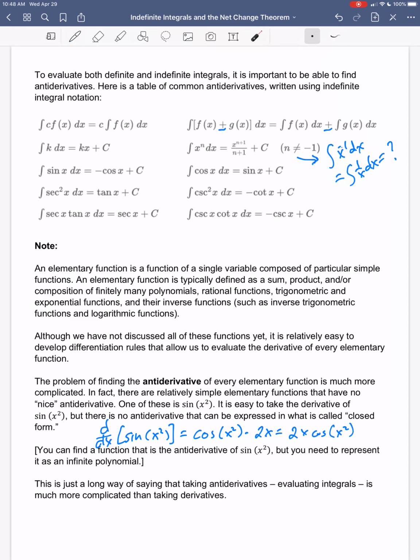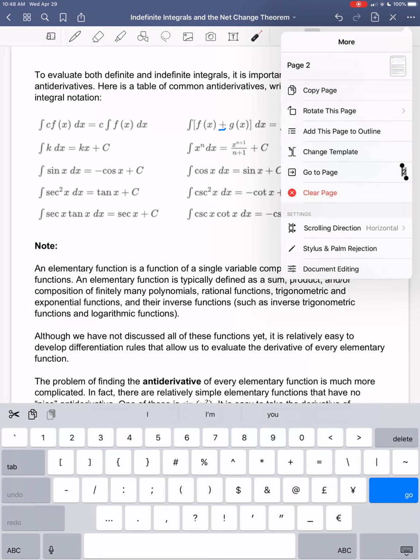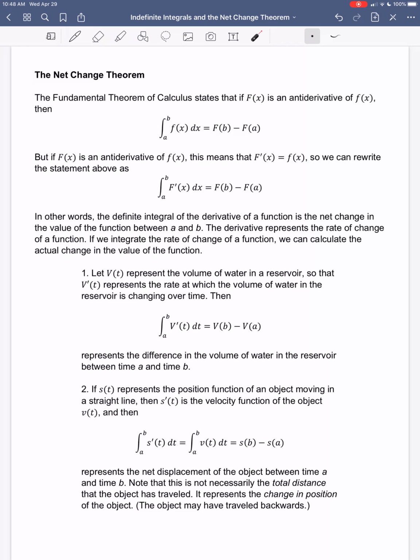But there's no antiderivative. You can never take the antiderivative of this function and have it expressed in what's called closed form. Now, you can find a function that's the antiderivative, but you need to represent it as an infinite polynomial. That's something you'll look at in Calc 2. Now, all of this is just a long way of saying that taking antiderivatives, evaluating these integrals, is much more complicated than just taking derivatives. That's why in Calc 2, one of the big topics we talk about are techniques of integration, or techniques of taking antiderivatives. And it's much more complicated than taking derivatives themselves.